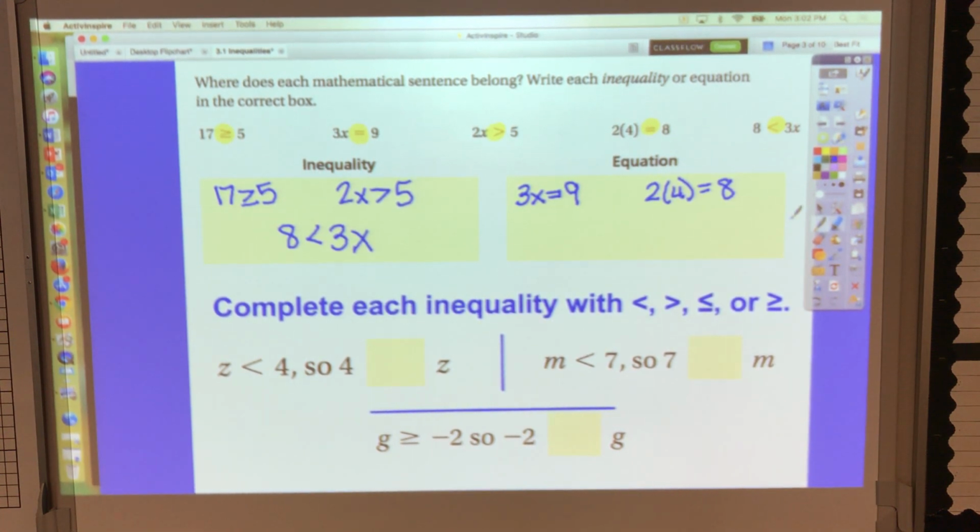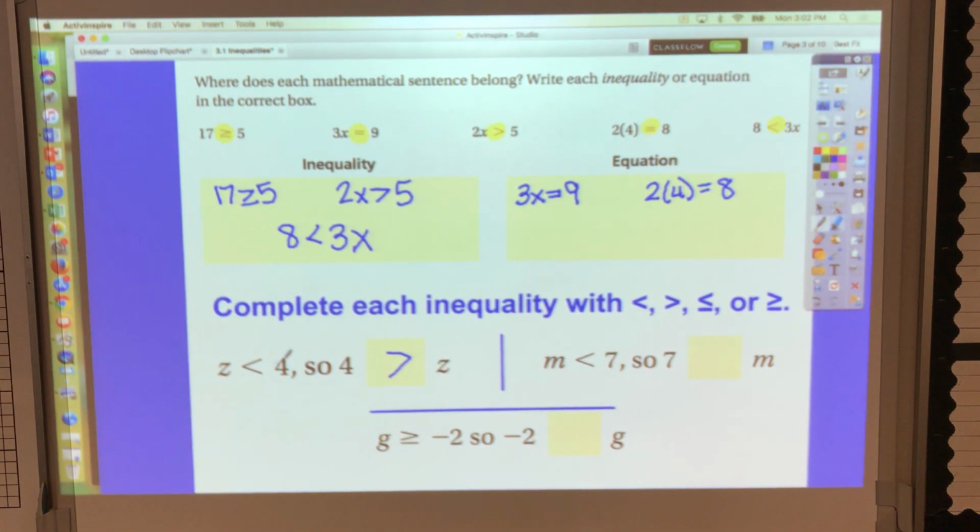Below, they want us to complete each inequality with a less than, greater than, less than or equal to, or greater than or equal to sign. So if we know z is less than 4, if I switch around that z and that 4, I want to make it the same statement. So instead of less than, it becomes greater than. So if z is less than 4, then 4 is greater than z.